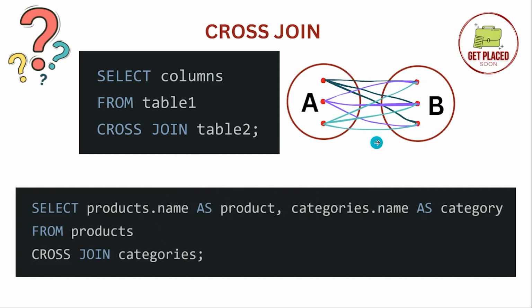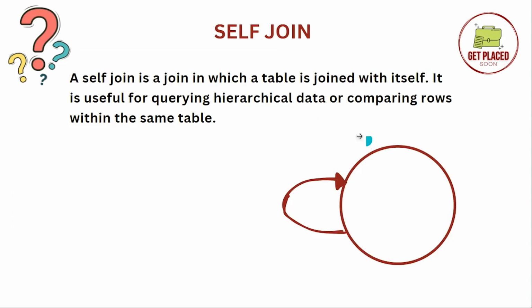So this is what happens in the cross join. Moving ahead, we have self join. A self join is a join in which a table is joined with itself. This might be a little tricky also. So it is useful for querying hierarchical data or comparing rows within the same table. So you have this massive table and you have so many rows in it. If you need to compare rows within the same table, you can do the self join. It is also used for querying hierarchical data.